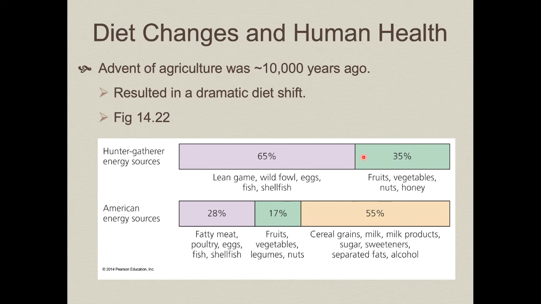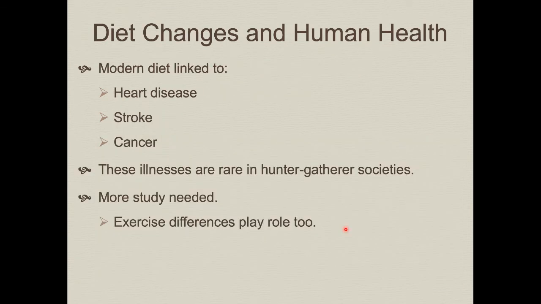So there is evidence that hunter-gatherers will consume alcohol, but it's not nearly as available as it is in modern societies, for example. So is this why we see issues with disease in modern human populations? Sure enough, our modern diet is linked to heart disease, stroke, and cancer. These illnesses are relatively rare in hunter-gatherer societies, so there could be some link here.